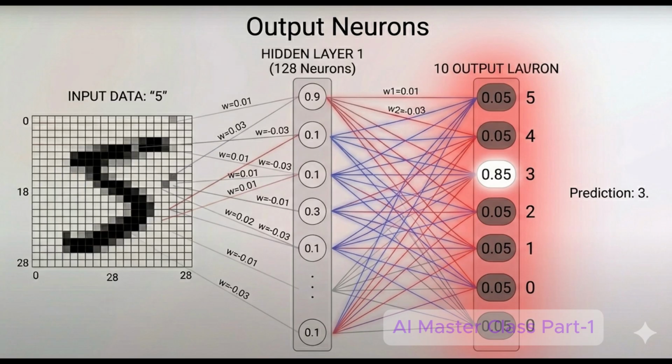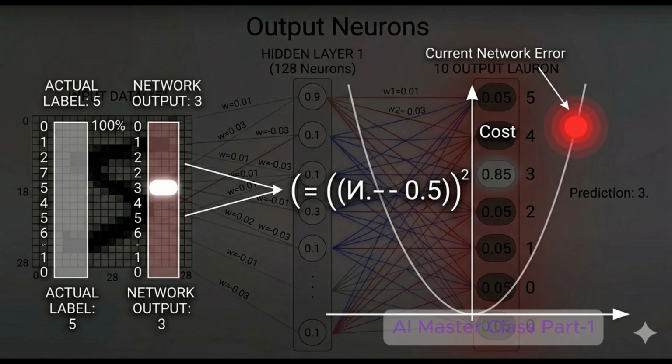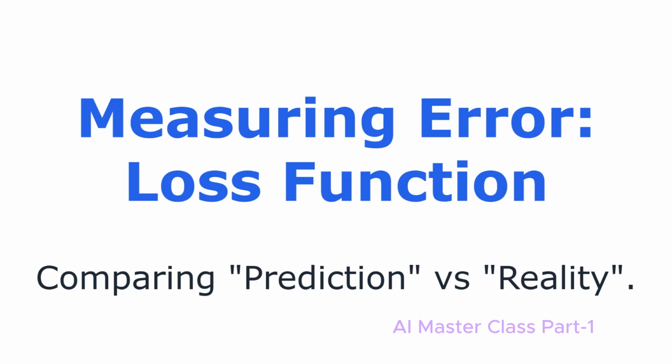That's wrong, but that's okay, because we know the weights are all still random at this point. And now comes the most important part of the training. Now we measure how wrong the output is. For that we use a loss function, also sometimes called a cost function. The loss function compares what the network predicted, which was 3, against what the answer actually is, which is 5. And based on that comparison, it will give us a number.